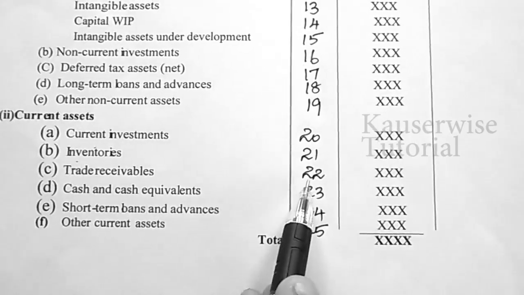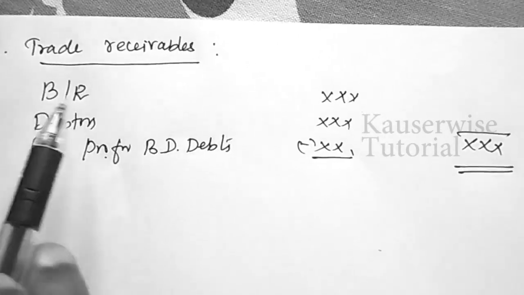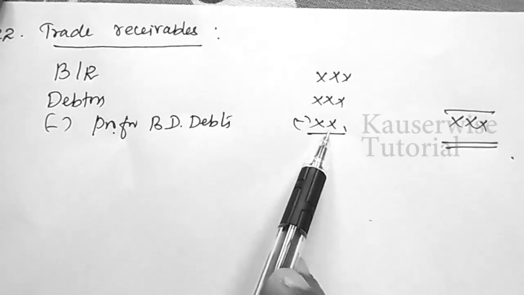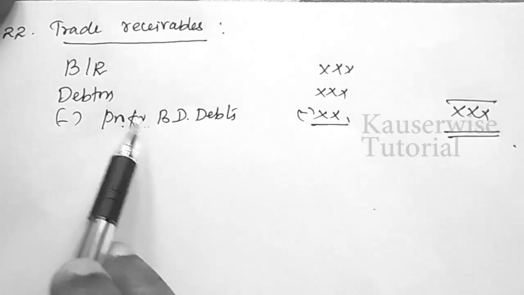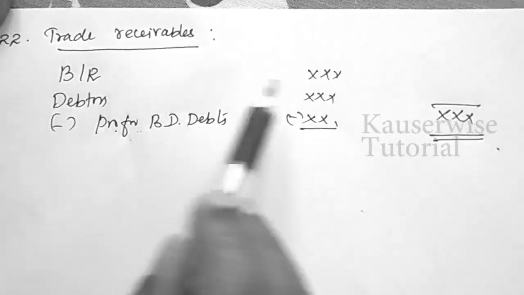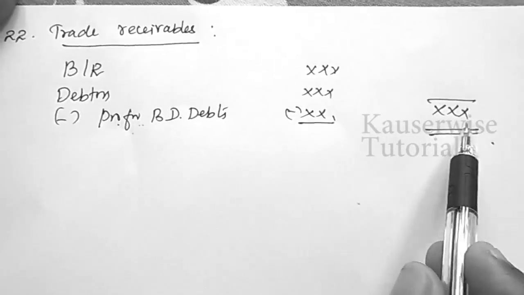Next one is working note number 22, that is trade receivables. Trade receivables are bills receivable and debtors. If there is any provision for bad debts and provision for doubtful debts, that will be subtracted from the debtors and the final amount will be recorded here. That is bills receivable and debtors, or trade receivables. This will be recorded in assets.